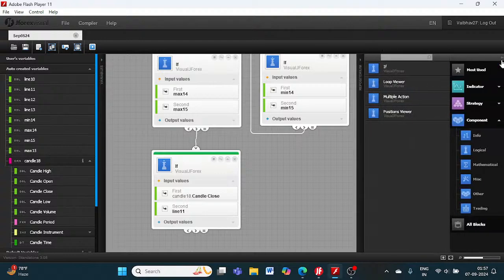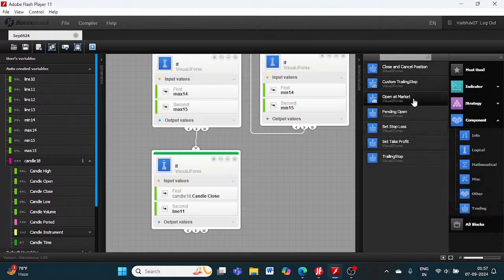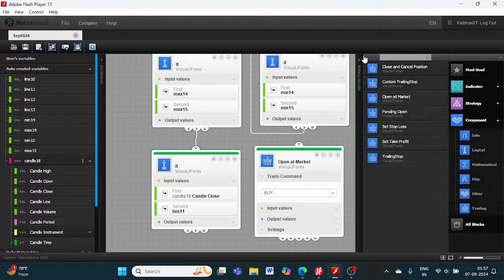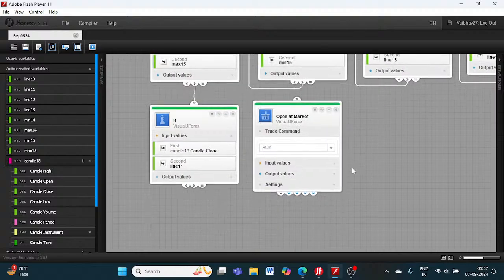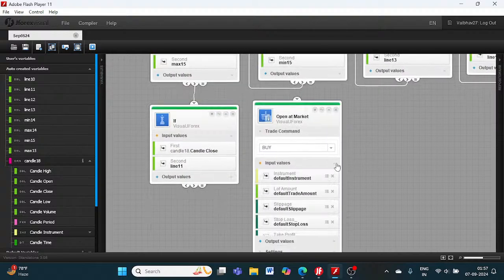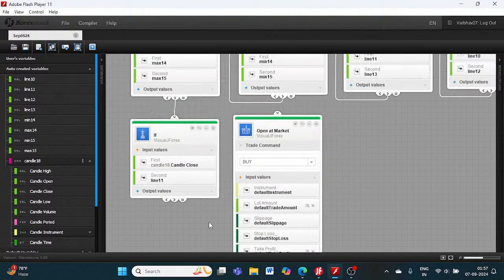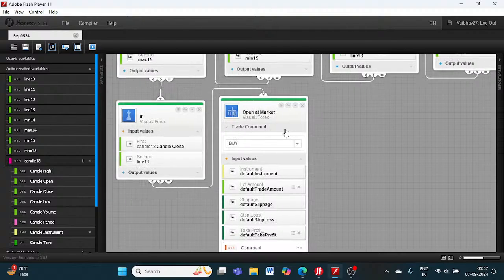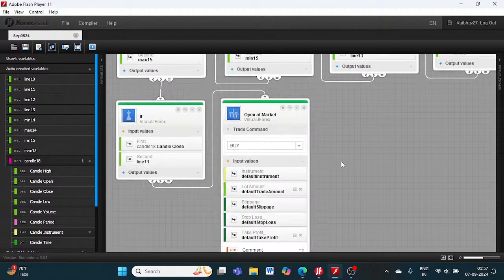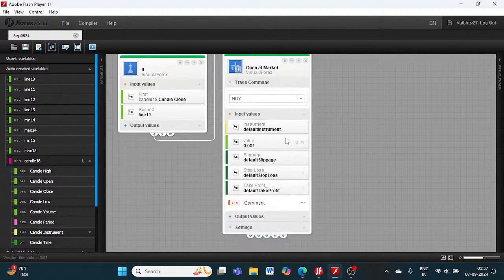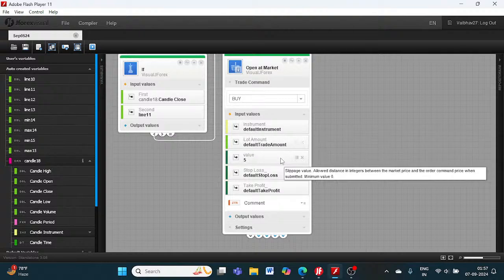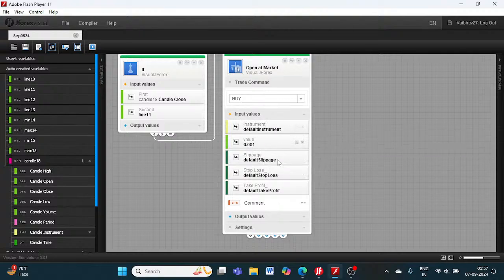min-max. So now let me go to the trading component, open at market, buy trade will take place. Candle 18 candle close needs to be less than line 11. We are not going to make any changes in the default parameters.